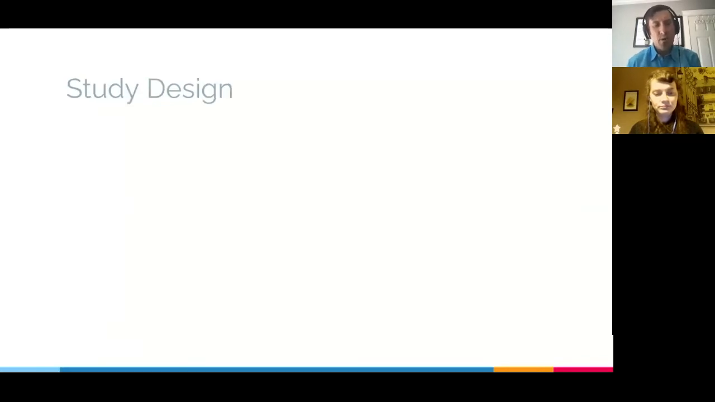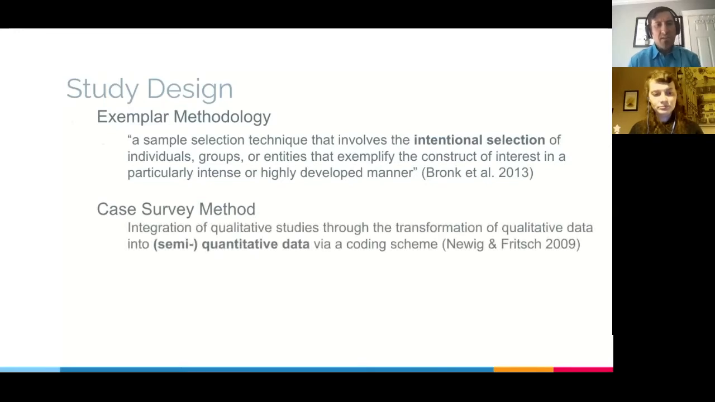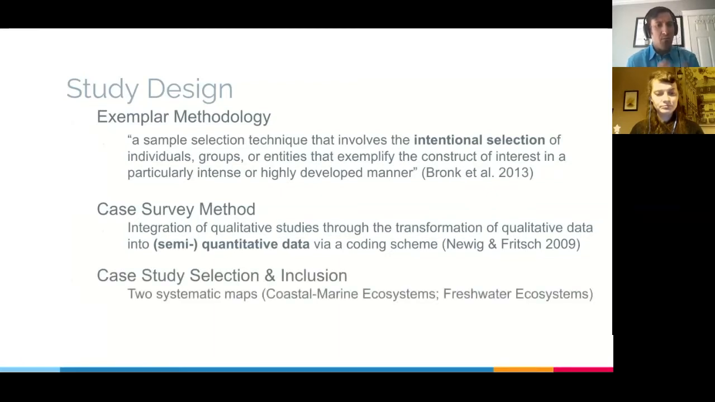Now, from a study design standpoint, there are a few key things I'd like to highlight. First and foremost, we employ an exemplar methodology, which we're borrowing from the field of developmental psychology. It's a sample selection technique that involves the intentional selection of individuals, groups, or entities that exemplify the construct of interest, or in our case, the phenomena of interest. To do that, we specifically employ the case survey method. This involves the integration of qualitative studies, in our case previously published case studies, through the transformation of qualitative data into semi-quantitative data via a coding scheme. So where are these case studies coming from, and what's informing their selection and inclusion?